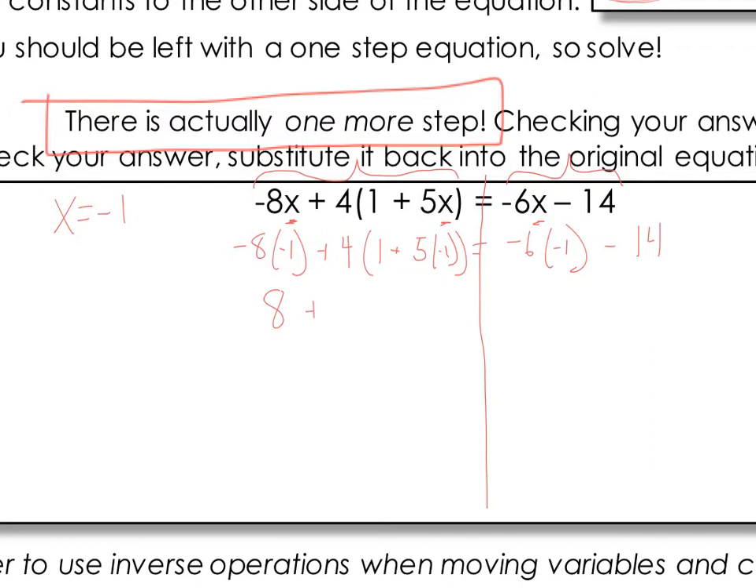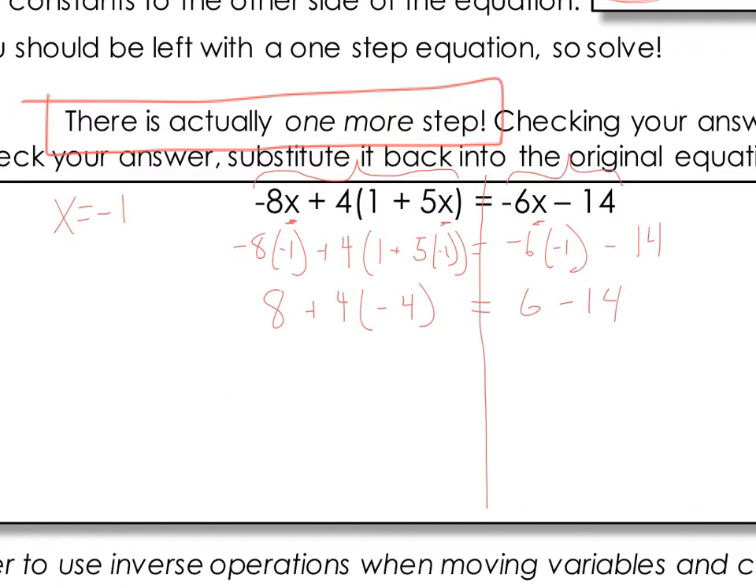We're going to leave the 4 alone. This is 1 plus 5 times negative 1. So 5 times negative 1 is negative 5. 1 plus negative 5, negative 4. All that should equal, well, over here we've got negative 6 times negative 1. That's positive 6. And subtract 14, didn't do anything with that.